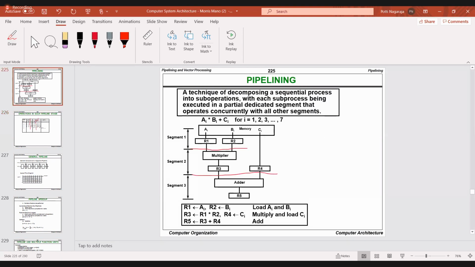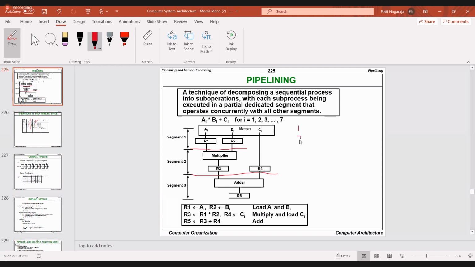Now, for the first clock pulse, what is the first step? Can anyone identify? What do we have to read in the first clock pulse? I have to read A1 into R1 and B1 into R2. That is completed in the first clock pulse. Very good. So A1 is transferred to R1 and B1 is read from the memory and transferred to R2. That is the first clock pulse.